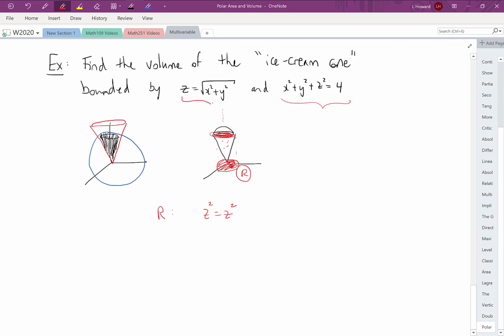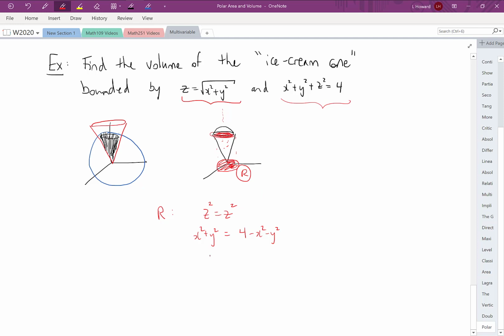Well, the first surface, the cone, has equation z equals root x squared plus y squared. So if we square z, we would get x squared plus y squared. And on the other hand, the second surface here, the sphere, if we solve for z squared in that equation, we'd have 4 minus x squared minus y squared. Okay, now polar coordinates are going to be a good choice here because the region R is actually a disk. So whenever you have a circular object like a disk coming up in your problem, polar coordinates are typically going to make things a lot easier than xy coordinates.